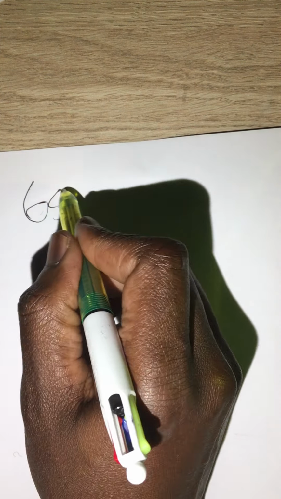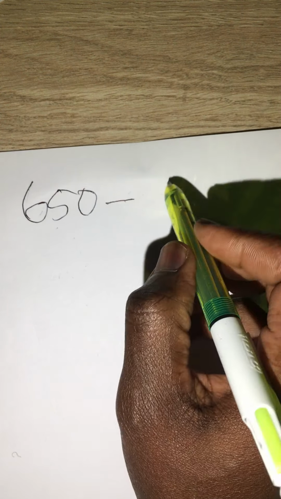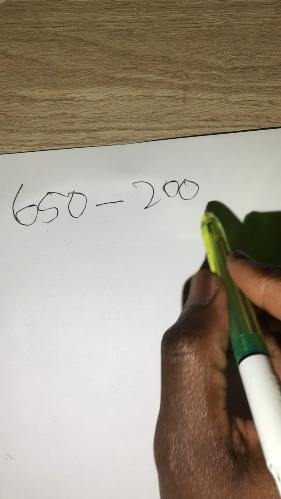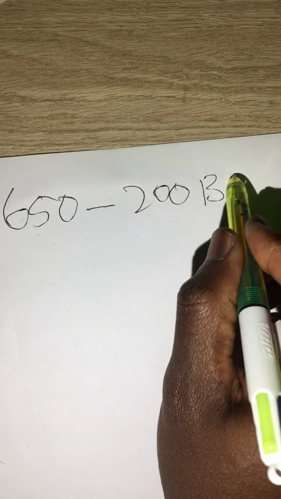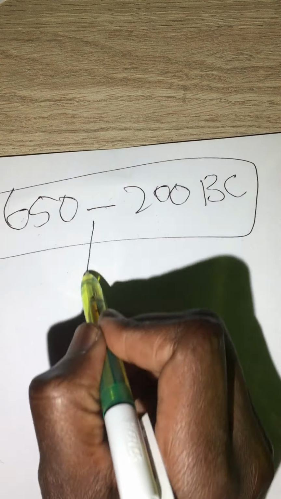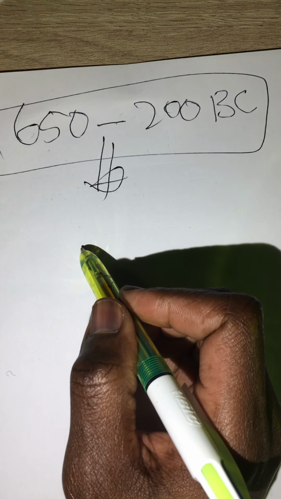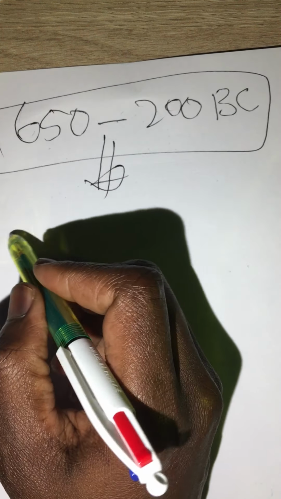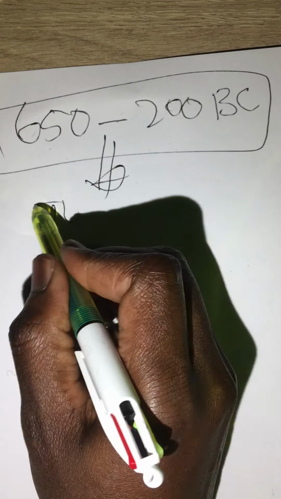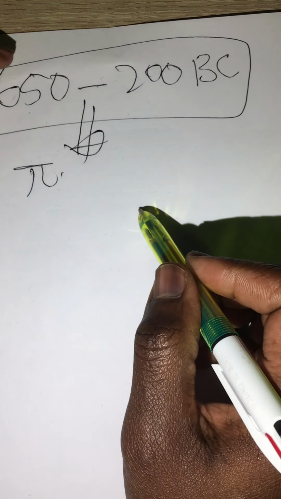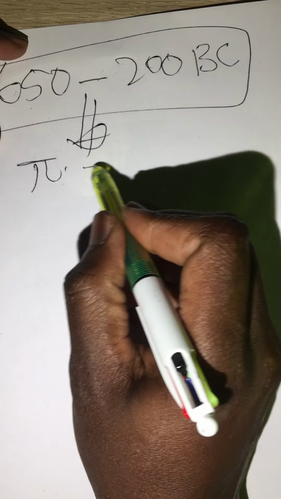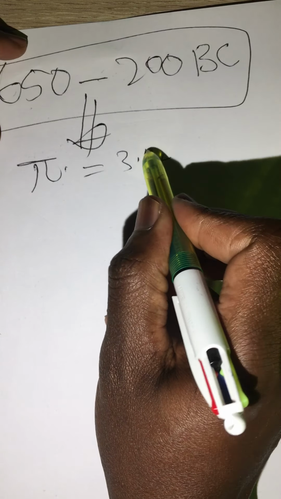In 1650 to 200 BC, Archimedes actually calculated, he was the first man who calculated the value of pi by using polygons. He estimated pi as being 3.14.